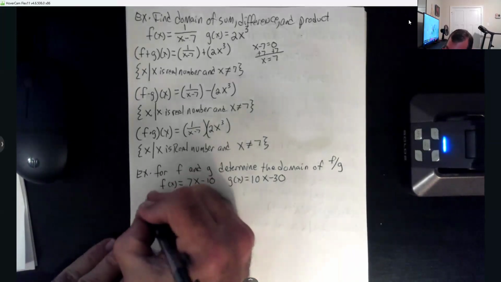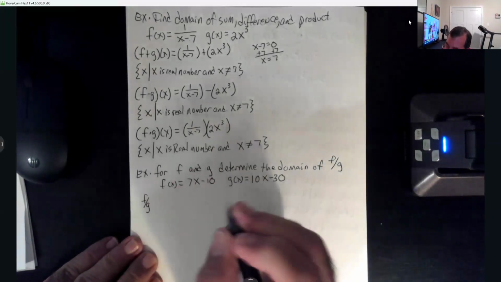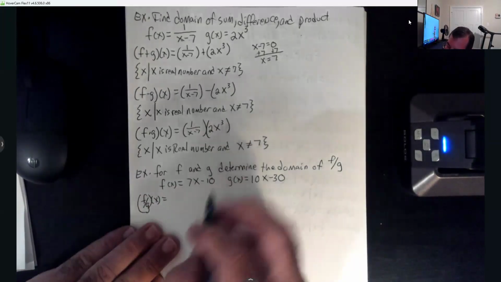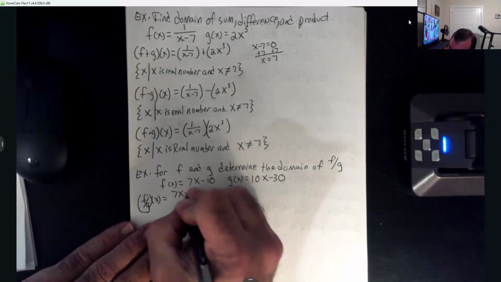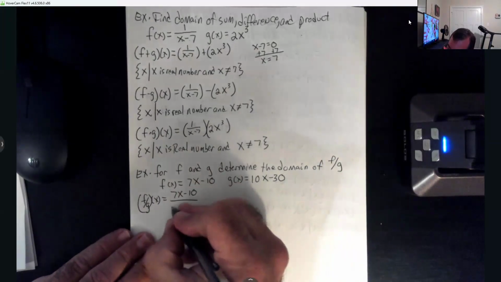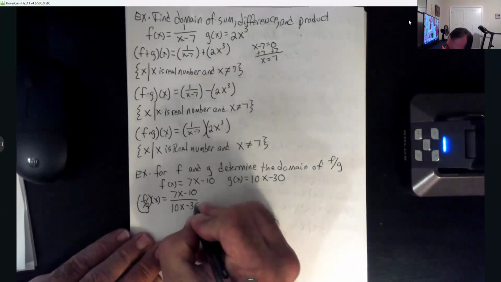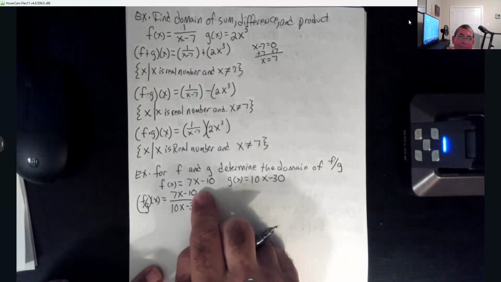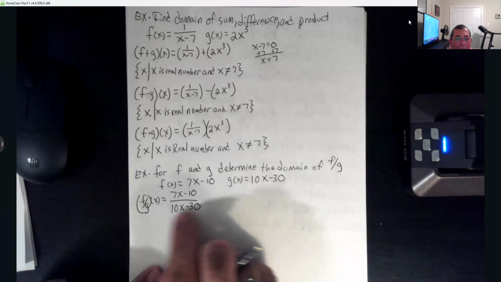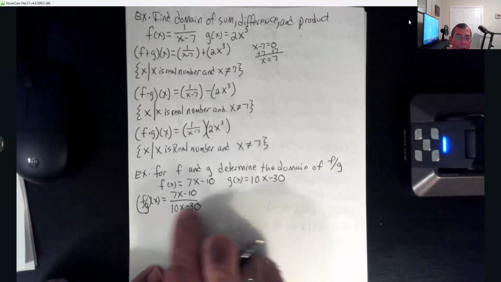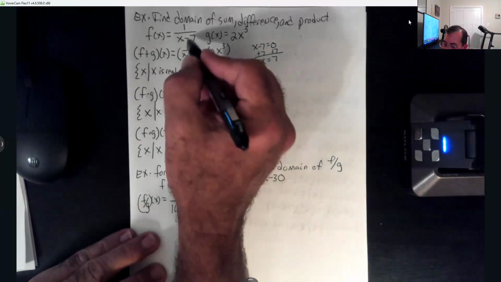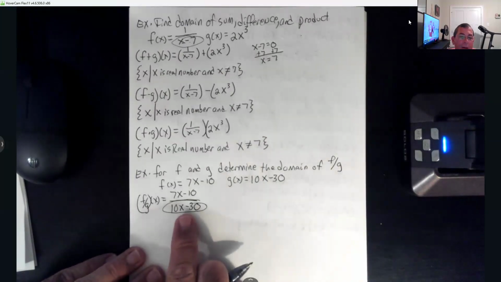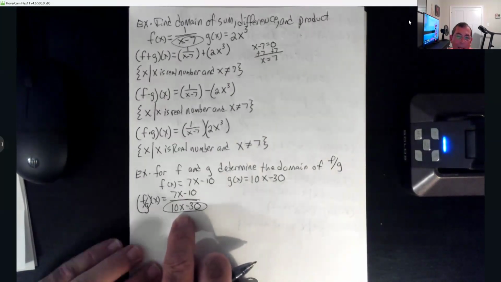So f divided by g of x technically will be my f, which is 7x minus 10, over my g, which is 10x minus 30. See, I was trying to see if y'all were going to mess with the top of that fraction. But y'all did good. Y'all kept it on the bottom because the bottom's the only thing we're concerned about, right? Just like up here, all we was concerned with was the denominator. So y'all, that's all I'm concerned with here. Top can be 0. The bottom can't.